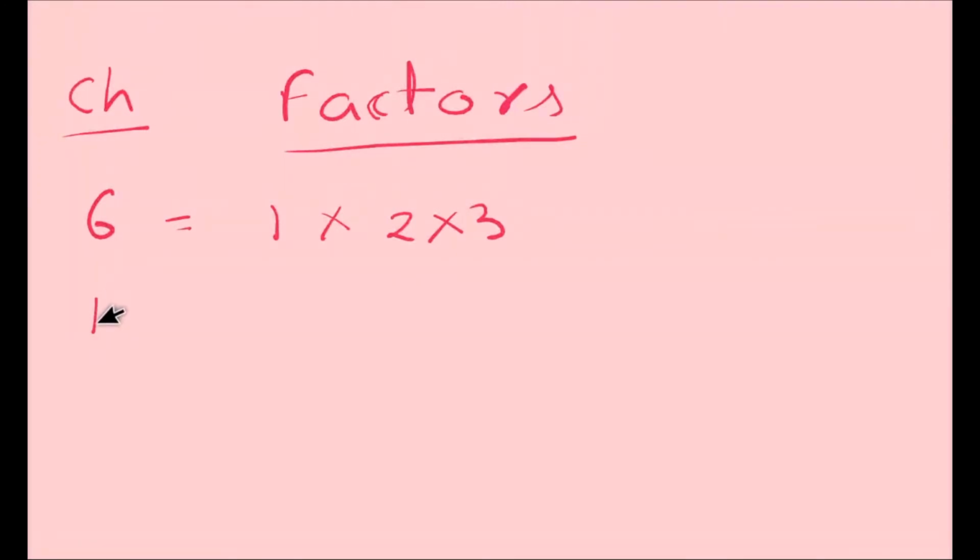Similarly, 15 can be written as 1 into 3 into 5. These are the prime factors of numbers. But students, in this chapter we will learn the factors of algebraic expressions.